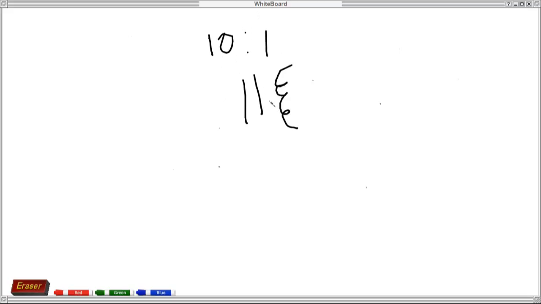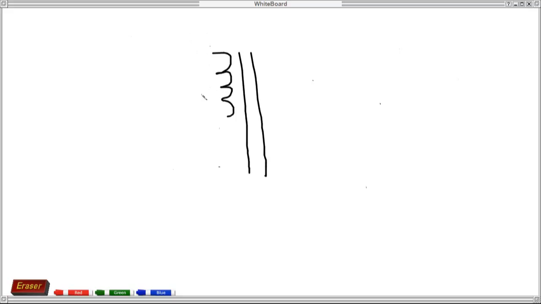Okay, let me draw it better. So this is the iron core, and right here you have your primary turns. Okay, and this is 10. All right, this is a 10 ratio, and this is a 1 ratio.